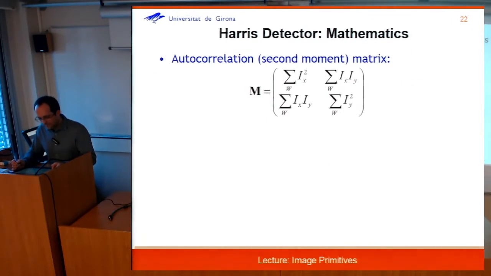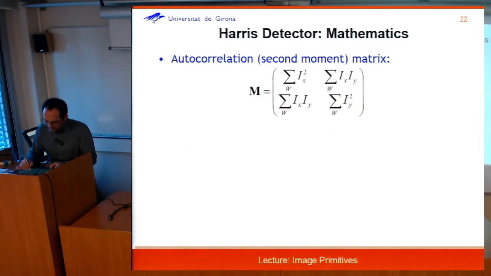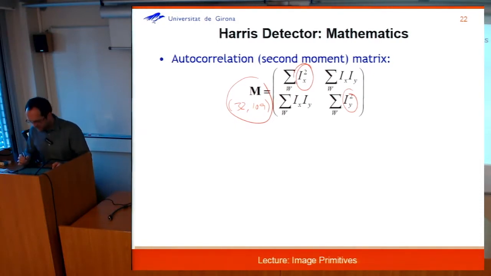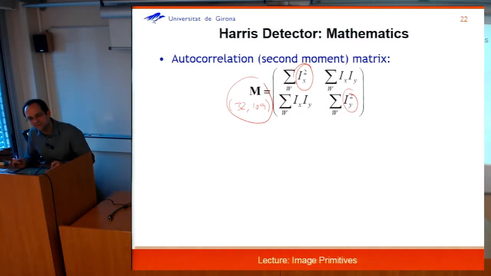Normally, when I compute Ix squared and Iy squared for a given pixel, remember that here I'm at position 32, 109. Okay, so this is M for that pixel, and I have an M matrix for every pixel. Looking at an eigen analysis of this matrix, I could know.